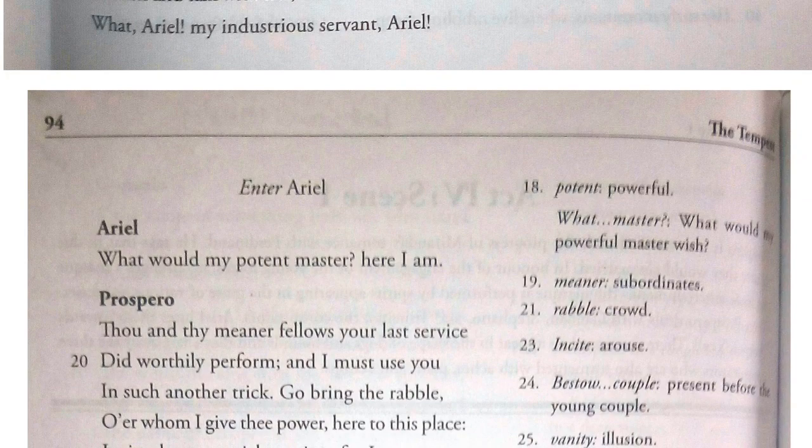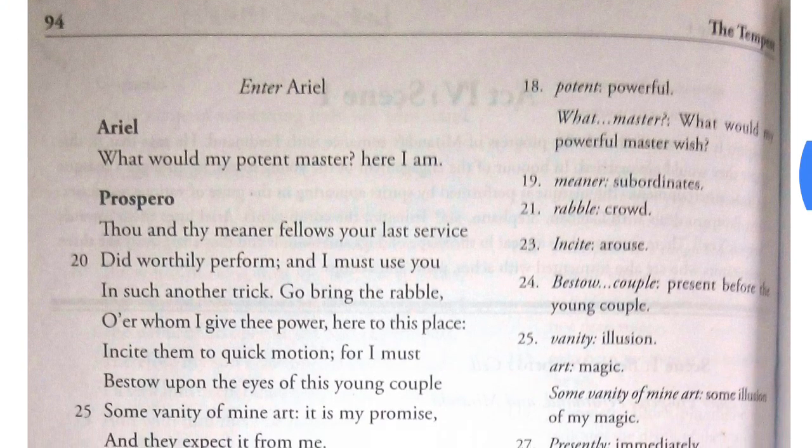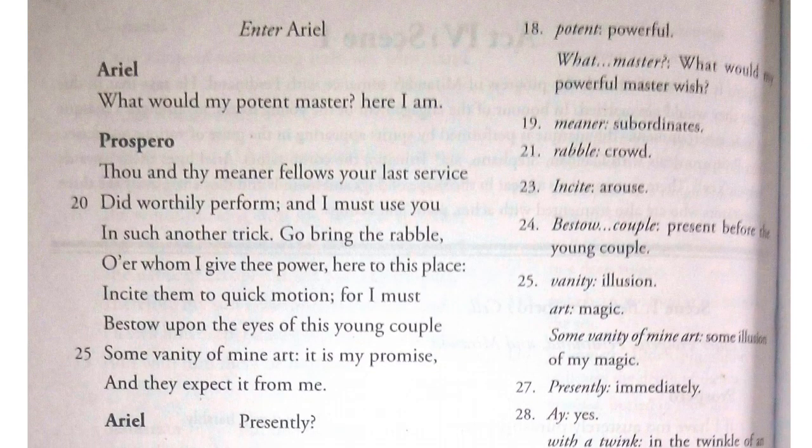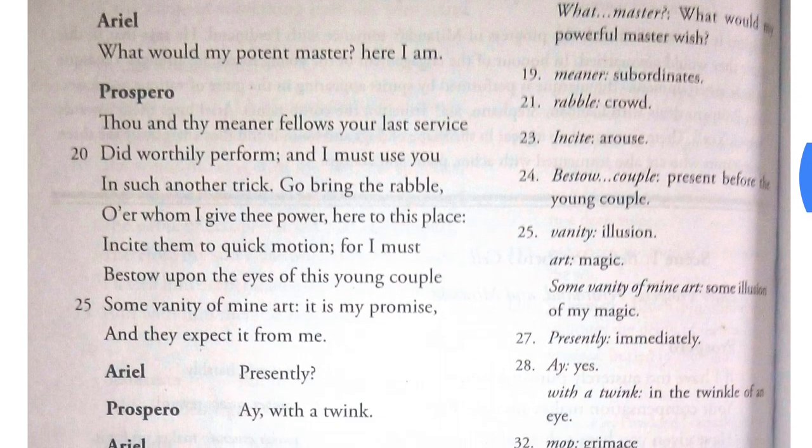And then Prospero turns to Ariel and calls out to him. What, Ariel? Meaning to say, hey Ariel, my industrious servant Ariel. He is calling Ariel. And Ariel enters the scene. We have already come to the next page. Ariel says, what would my potent master? Here I am. What is it that you wish for, my powerful master? Here I am at your service. And Prospero says, thou and thy meaner fellows, your last service did worthily perform. You have performed your previous task.